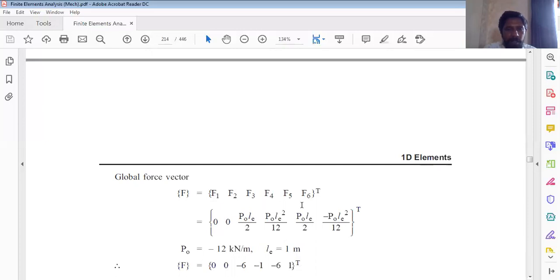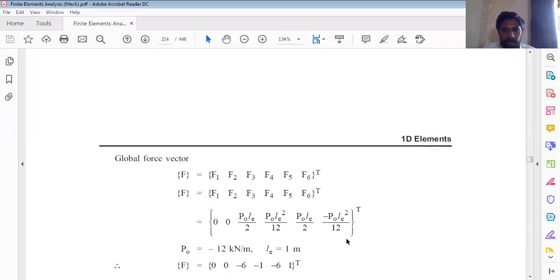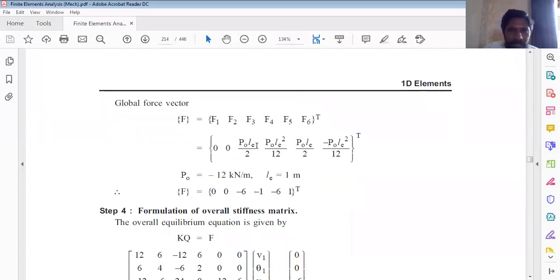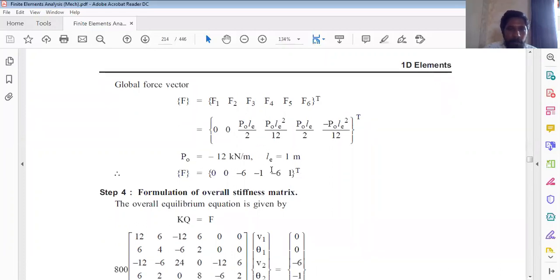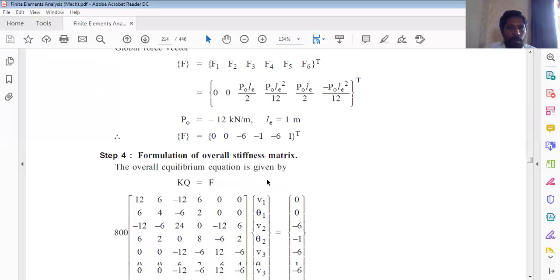And between F3 to F6, meaning between node 2 and 3, there is a UDL, and we know how to calculate the load vector due to UDL. It is given by P naught LE by 2, P naught LE square by 12, P naught LE by 2, minus P naught LE square by 12. When you substitute the intensity P naught and the length of the element, we get the global force vector for the entire beam problem.